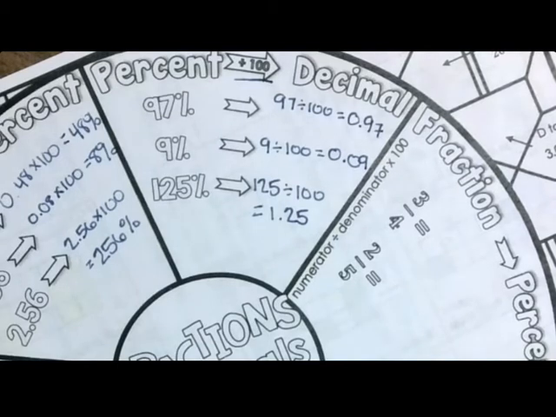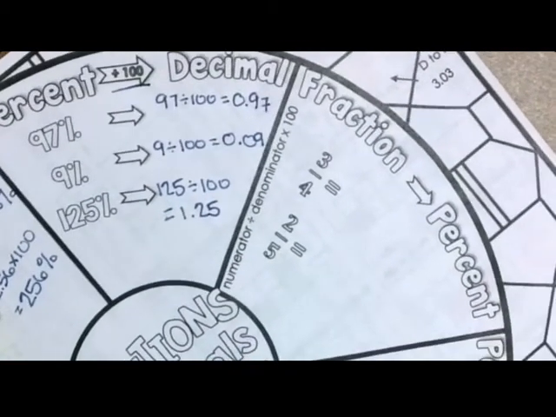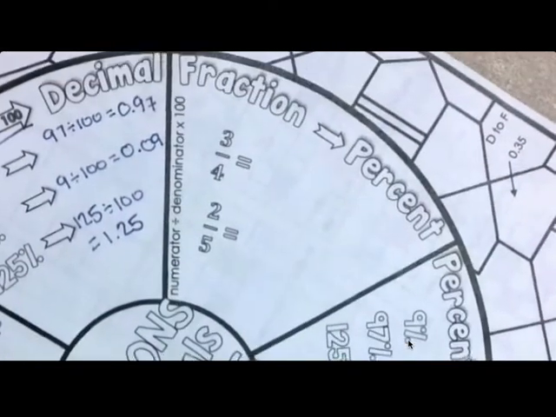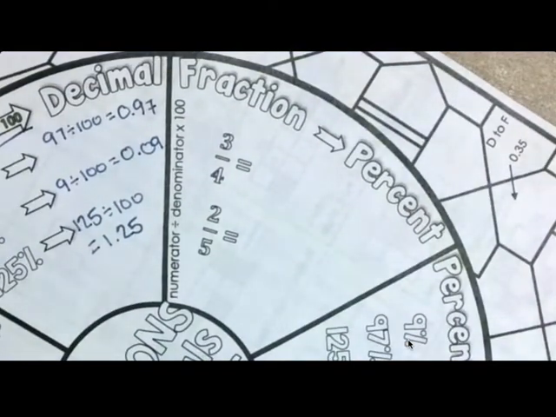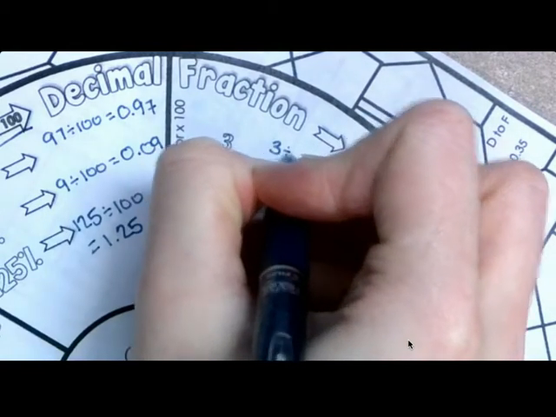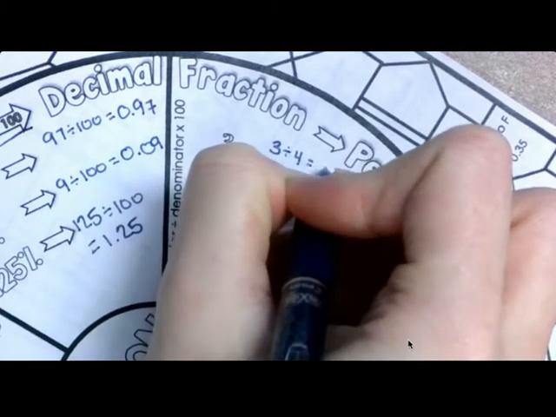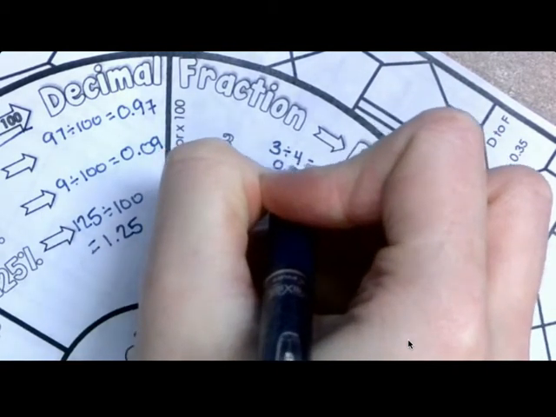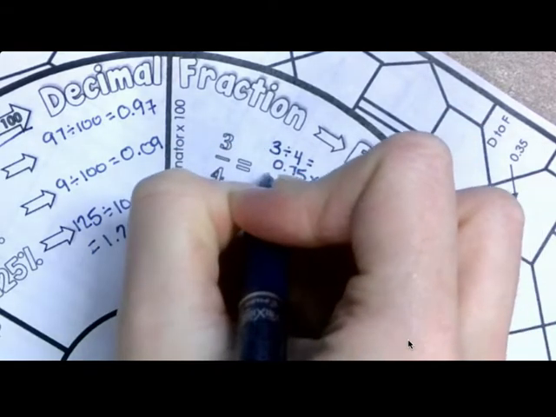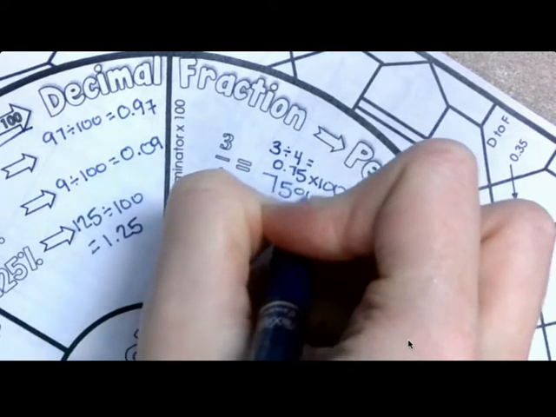All right? Now we are going to turn it a little bit more for the percent to fraction to percent. So first, let's turn a fraction to a decimal. So we are going to do 3 divided by 4, which equals what? 0.75, and then I'm going to times that by 100, and so we are going to get the answer 75%.